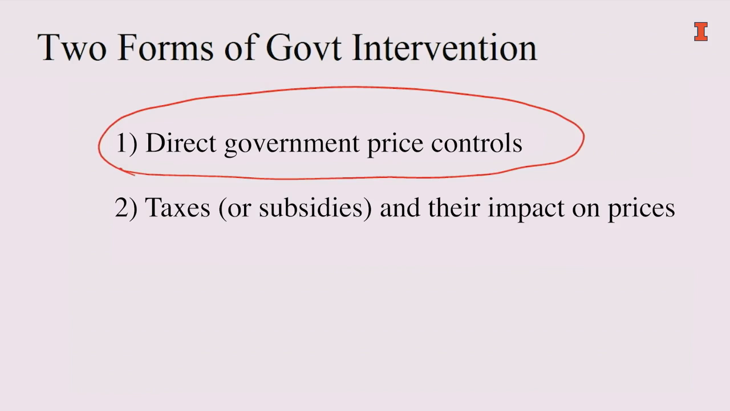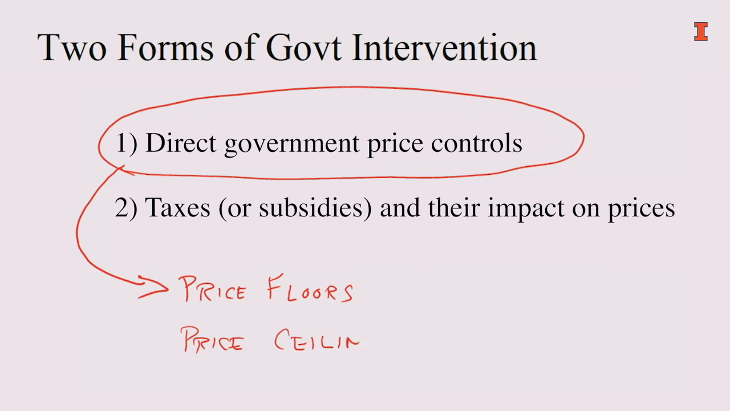Essentially, we can think of those government price controls as price floors, or we can think of those as price ceilings. Price floors are exactly what it sounds like. A price floor is a price the government announces that the price in the market can never go below. A price ceiling is a price the government announces that prices can never go above.